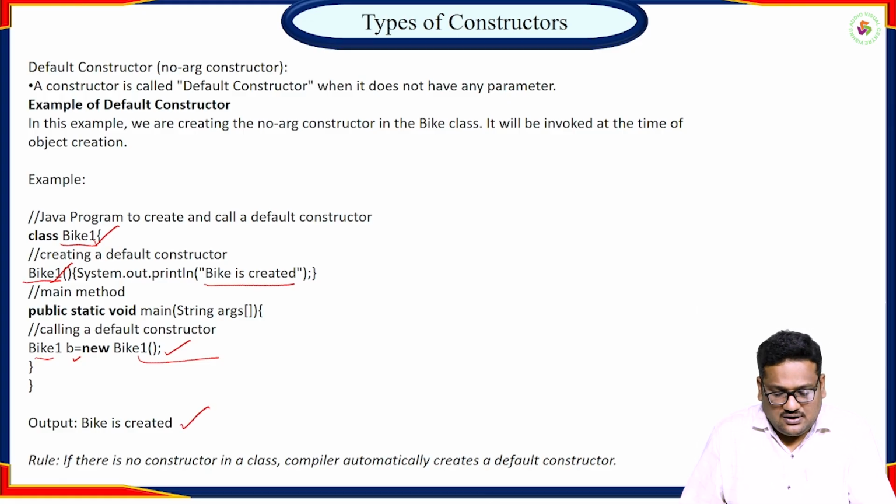See, there is a rule. If there is no constructor in a class, the compiler will automatically create a default constructor. But in this example, a constructor is there, but the constructor doesn't contain any arguments.